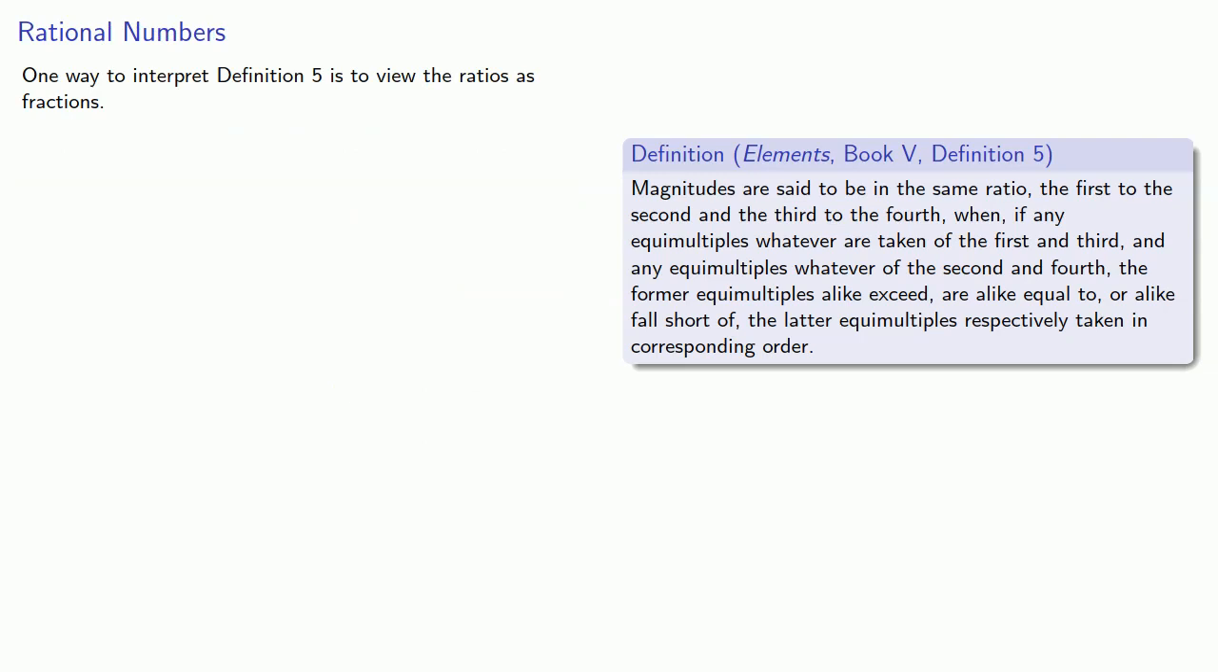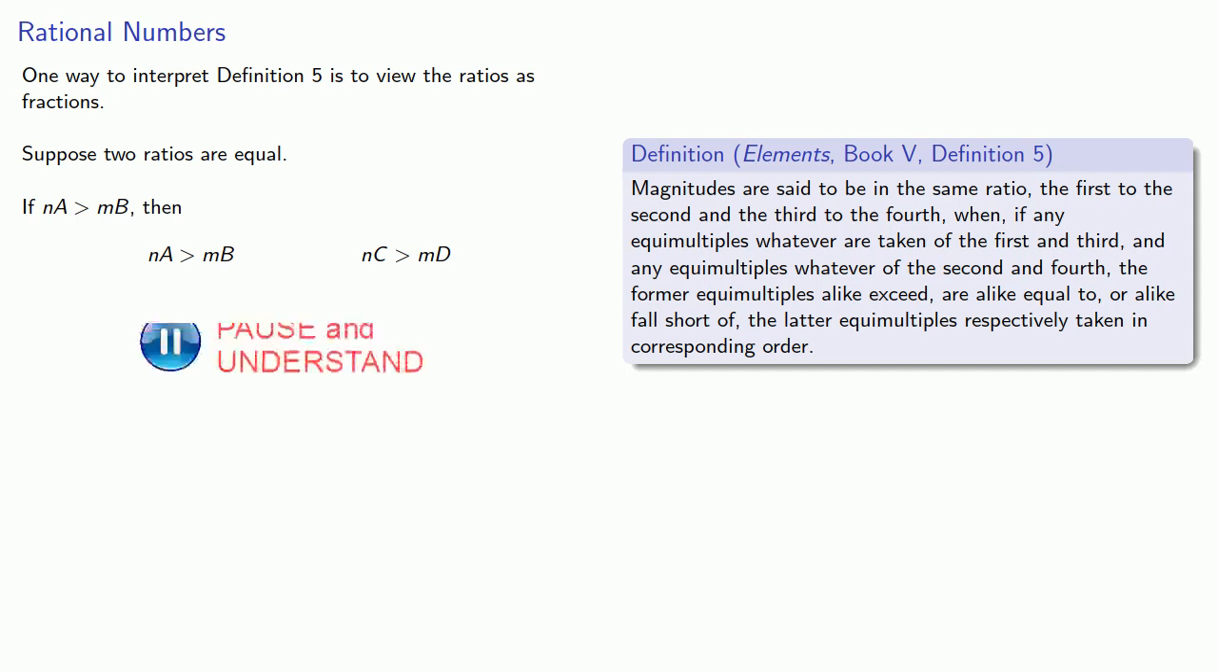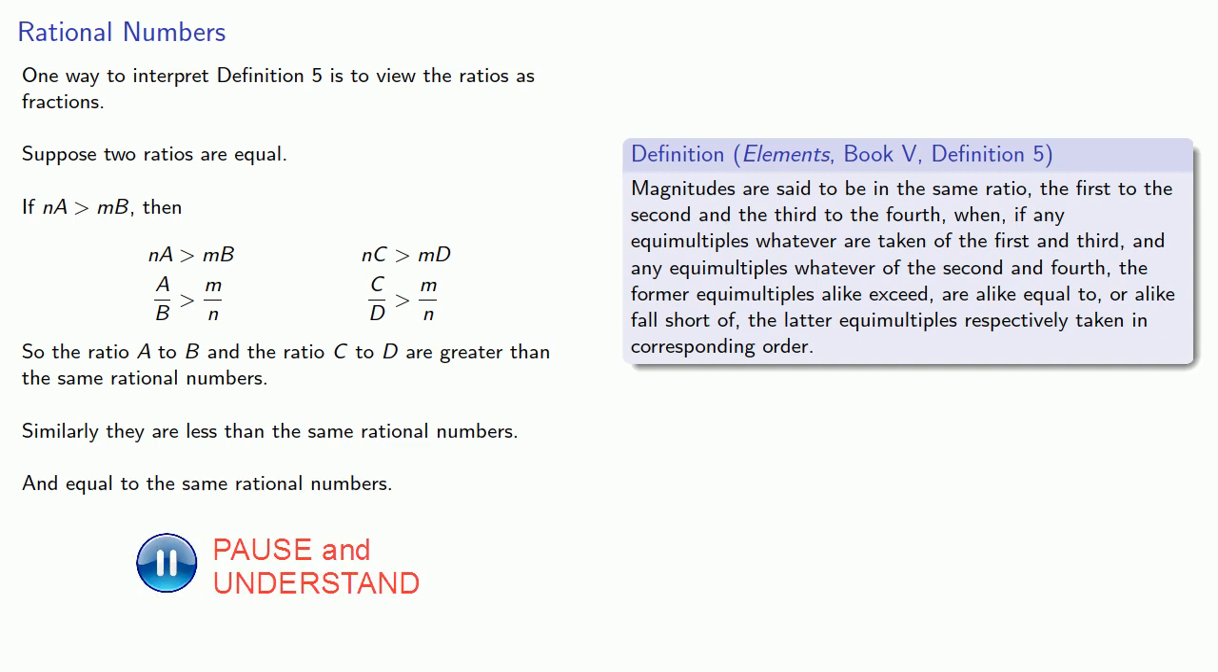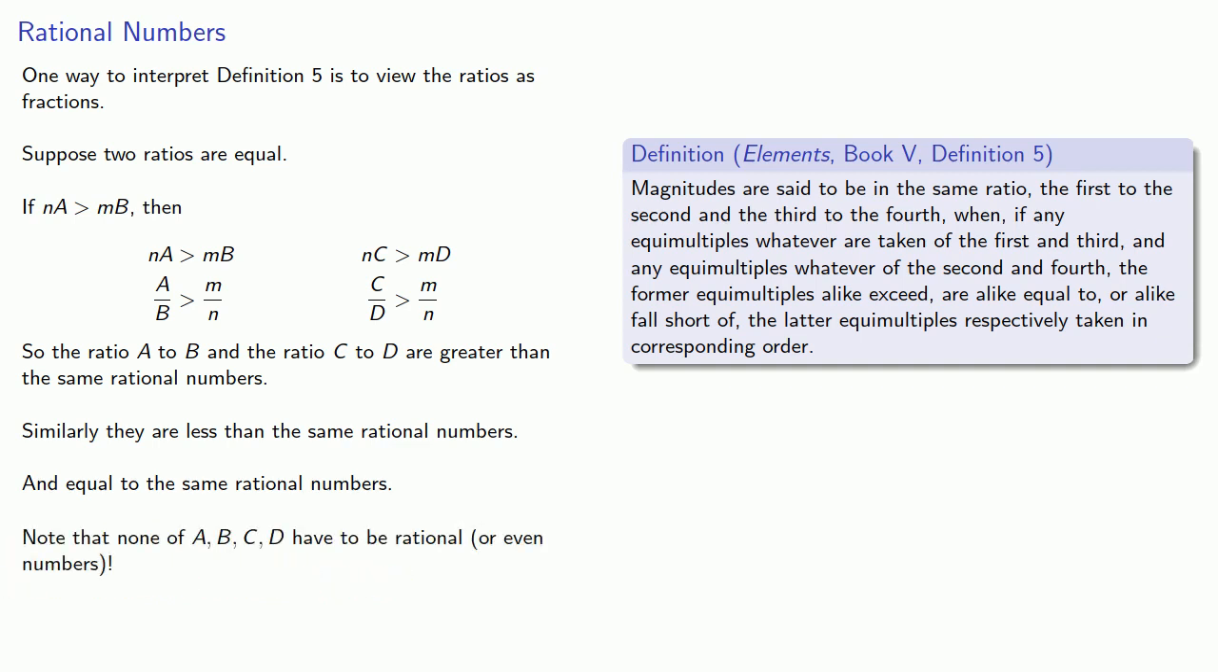Let's dig a little deeper. One way to interpret Definition 5 is to view our ratios as fractions. So suppose two ratios are equal. And we'll take the case where NA is greater than MB. Well, if NA is greater than MB, because the ratios are equal, NC must also be greater than MD. And I can rearrange this. And remember, M and N are some whole numbers. And so this ratio of A to B, and this ratio of C to D, they're greater than the same rational numbers. Similarly, they're going to be less than the same rational numbers and equal to the same rational numbers. And note that none of these have to be rational or even numbers.